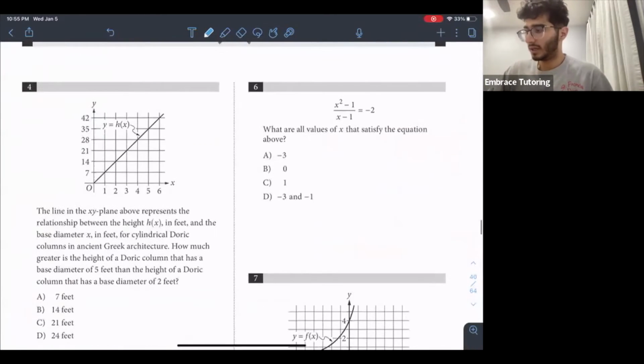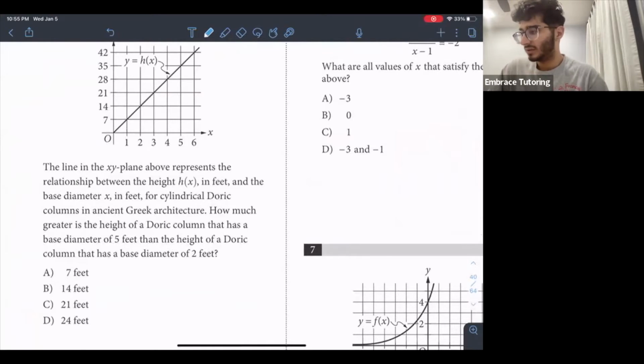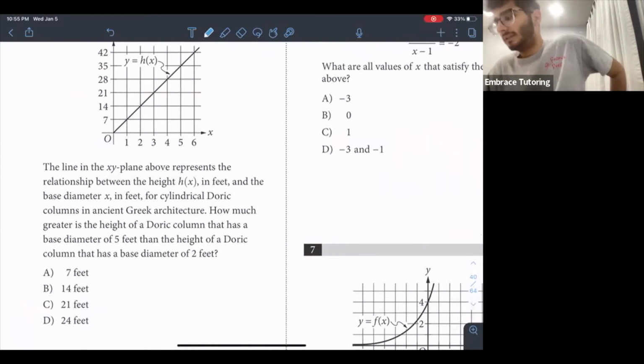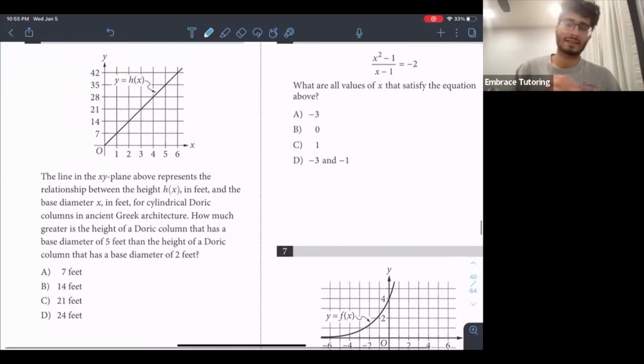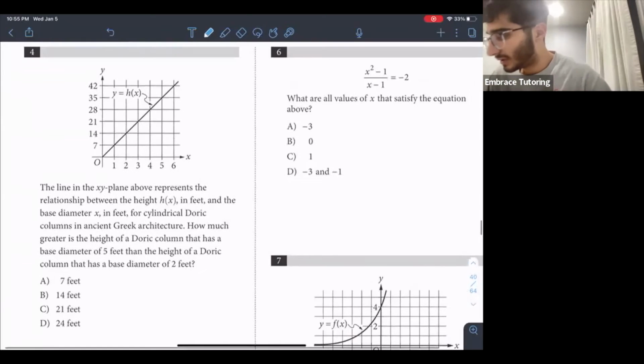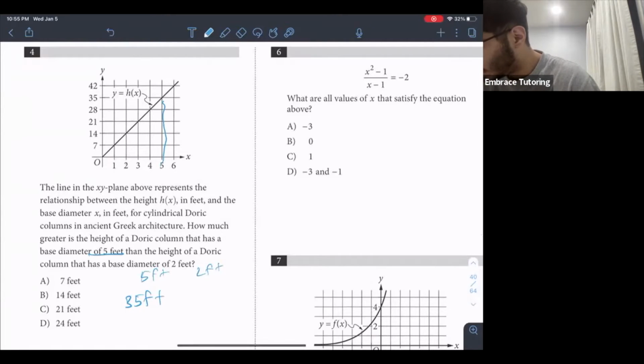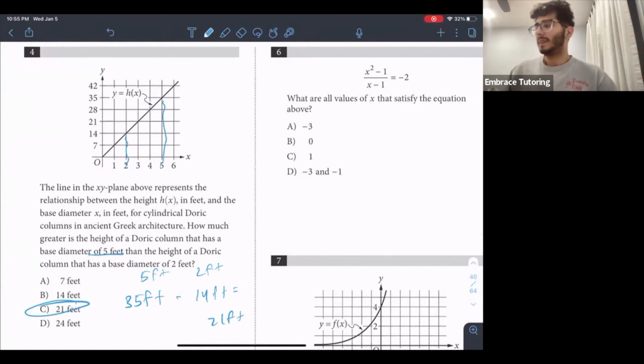Next question, 4. The line in the xy-plane above represents the relationship between the height h(x) in feet and the base diameter x in feet for cylindrical Doric columns in ancient Greek architecture. How much greater is the height of a Doric column that has a base diameter of 5 feet than the height of a Doric column that has a base diameter of 2 feet? Basically, they're asking to find the difference between the outputs of the two diameters. The diameter of 5 feet corresponds to 35 feet. The 2 feet diameter right here corresponds to the height of 14 feet. So we subtract to get 21 feet, which is choice C. And that's how you do 4.